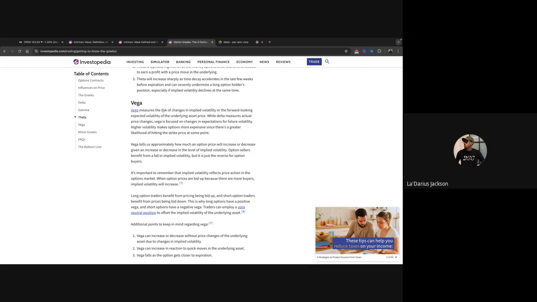So Vega is going to measure the risk of change in the implied volatility. We just talked about that. Or the forward-looking expected volatility of the underlying asset price. While Delta measures actual price changes, Vega is focused on changes in expectations for future volatility. So higher volatility makes options more expensive since there's a greater likelihood of the strike price hitting at some point. This is pretty much the whole point. Higher volatility makes the option price more expensive.